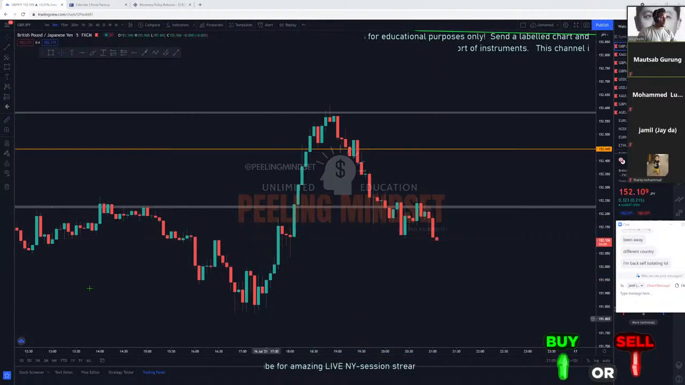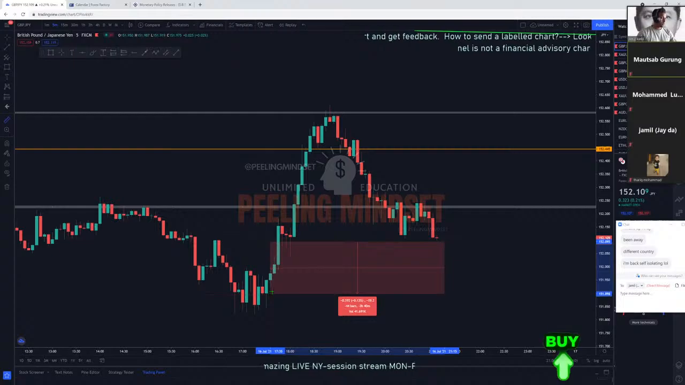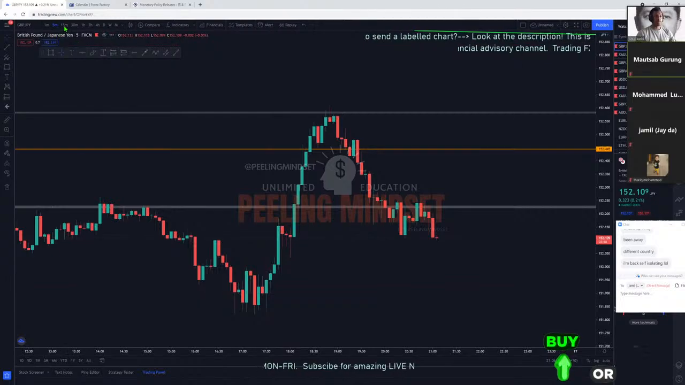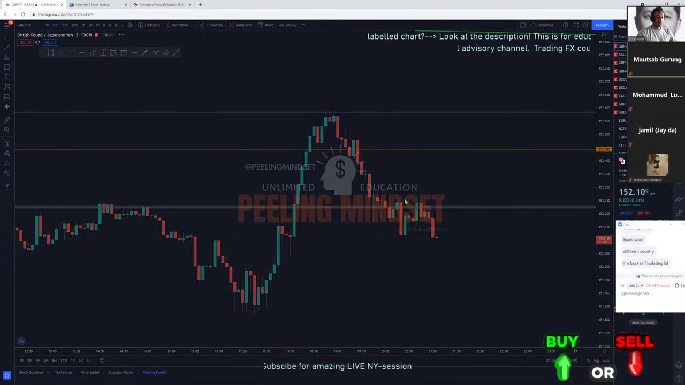Alrighty. Ooh, and we are pushing down nice and slow here. Wow, looks like pound yen is pushing down. Interesting. Really interesting.